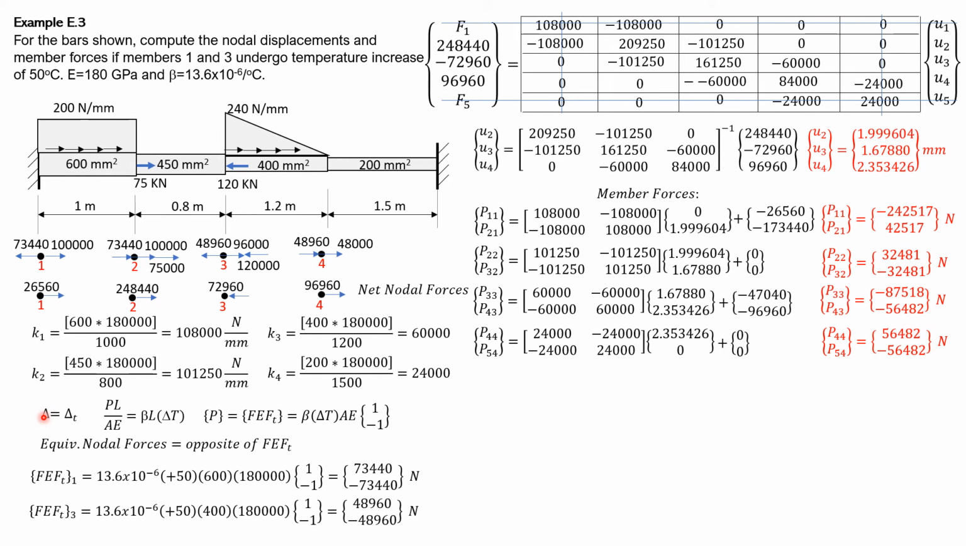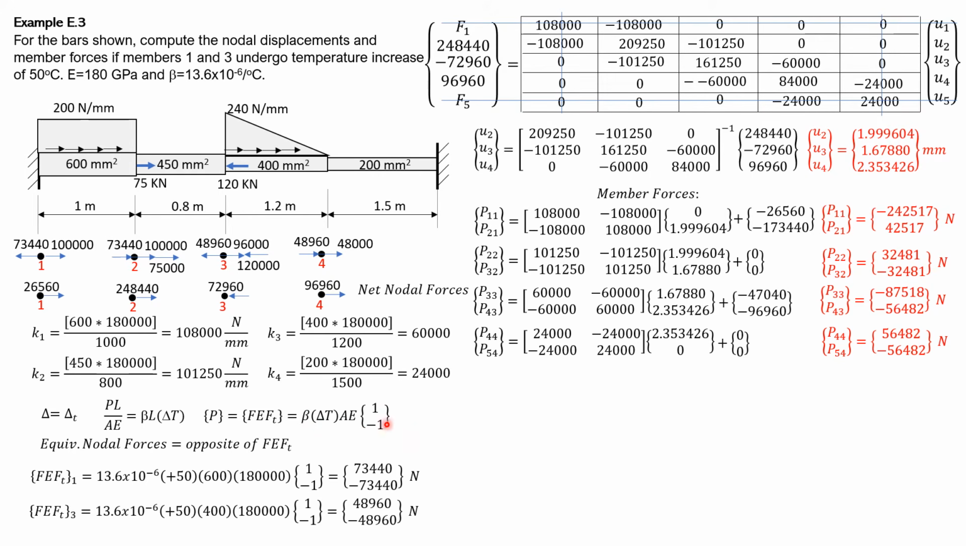Remember that the deformation due to stress or load is just equated to the thermal displacement or elongation or contraction. So this is the formula: force times length over AE. Then for thermal expansion, beta L delta T. So cancel out L, then solve for P. P therefore is beta delta T AE. So the fixed force for thermal changes would be beta delta T AE.